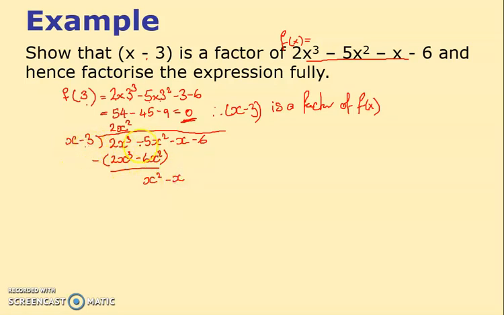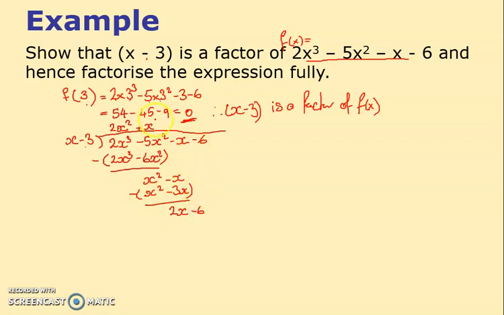x minus 3, what do I do? Oh, I times that by plus x. x times x is x squared. x times the 3 is, well, minus 3x. Put it in a bracket to remind me to take away. And that disappears. x minus plus, so that's like 2x.